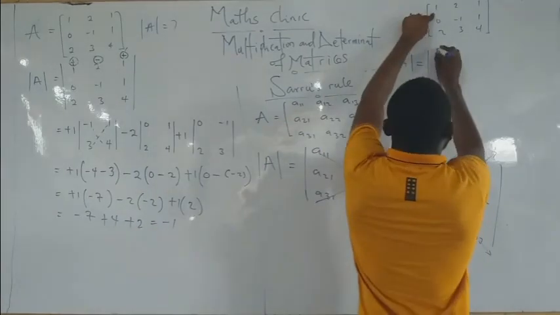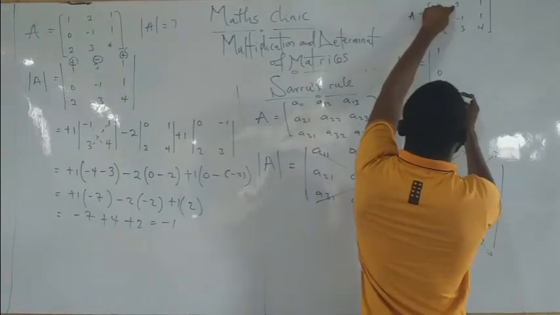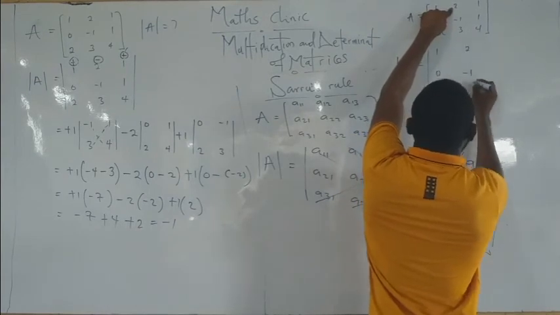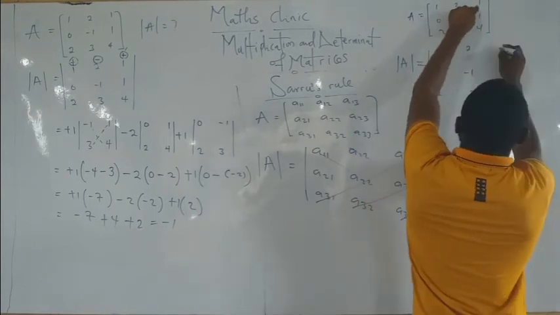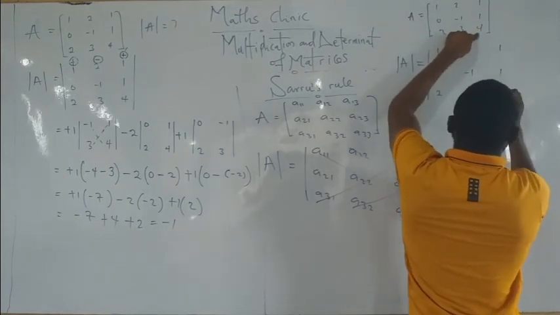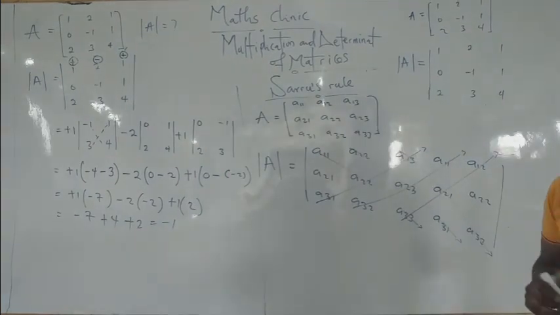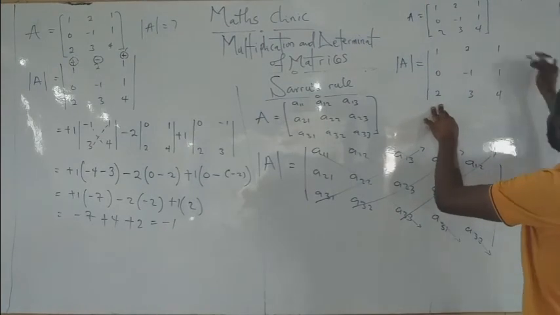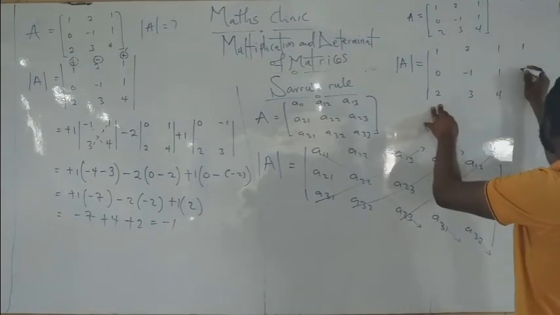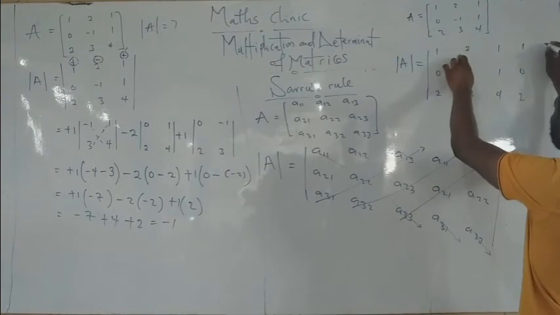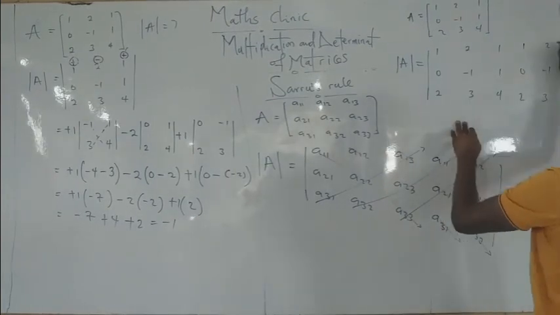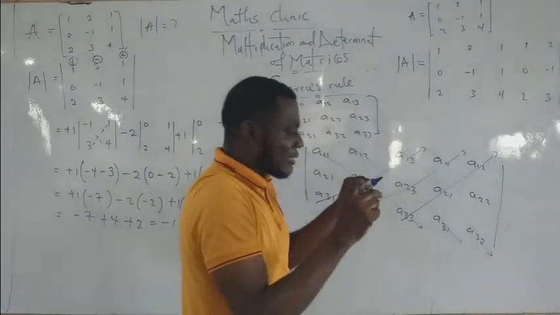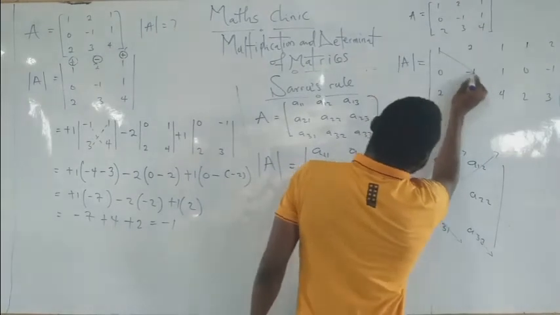Always remember that, please. Okay? So 1, 0, 2, 2, minus 1 and 3, 1, 1, 4. So the rule says that what? We repeat the first and the second column. So this is the first column which must be repeated. So we have 1, 0, 2, 2, minus 1, 3. That's all. Then you now keep diagonally 3 elements that are in diagonal.